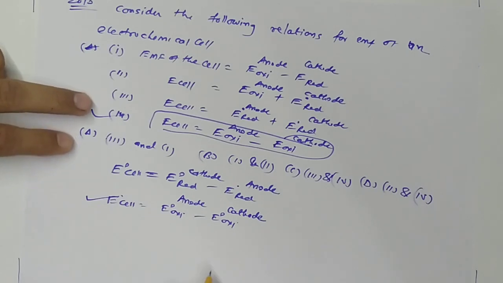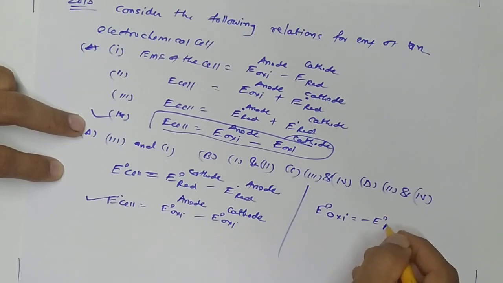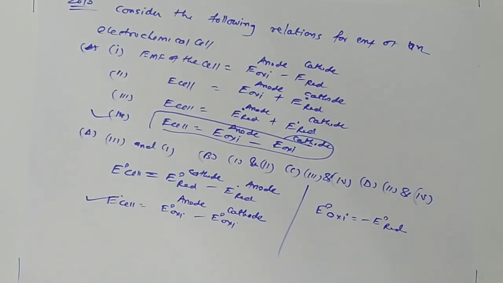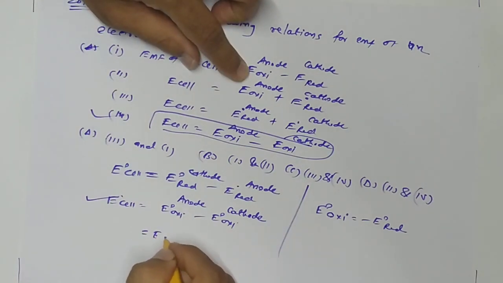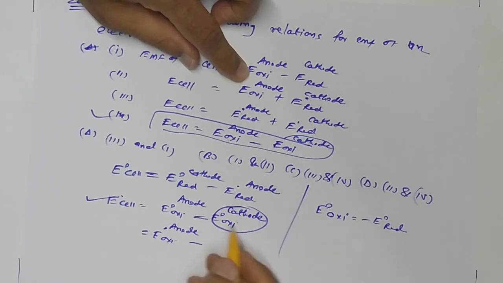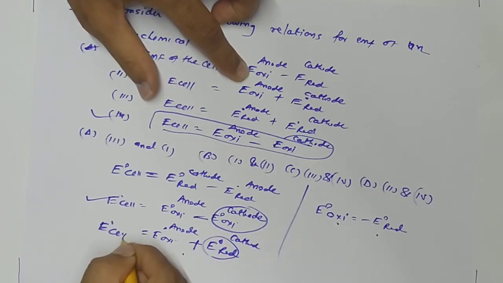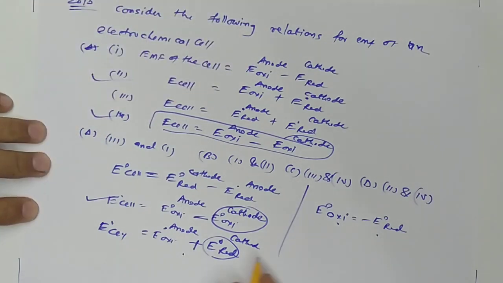Then also, E° oxidation potential is equal to minus reduction potential; the sign will be changed. So here the oxidation potential of anode and the oxidation potential of cathode is minus, so it should be plus. Yes, the reduction potential of cathode should be plus. So 2 and 4 are true.